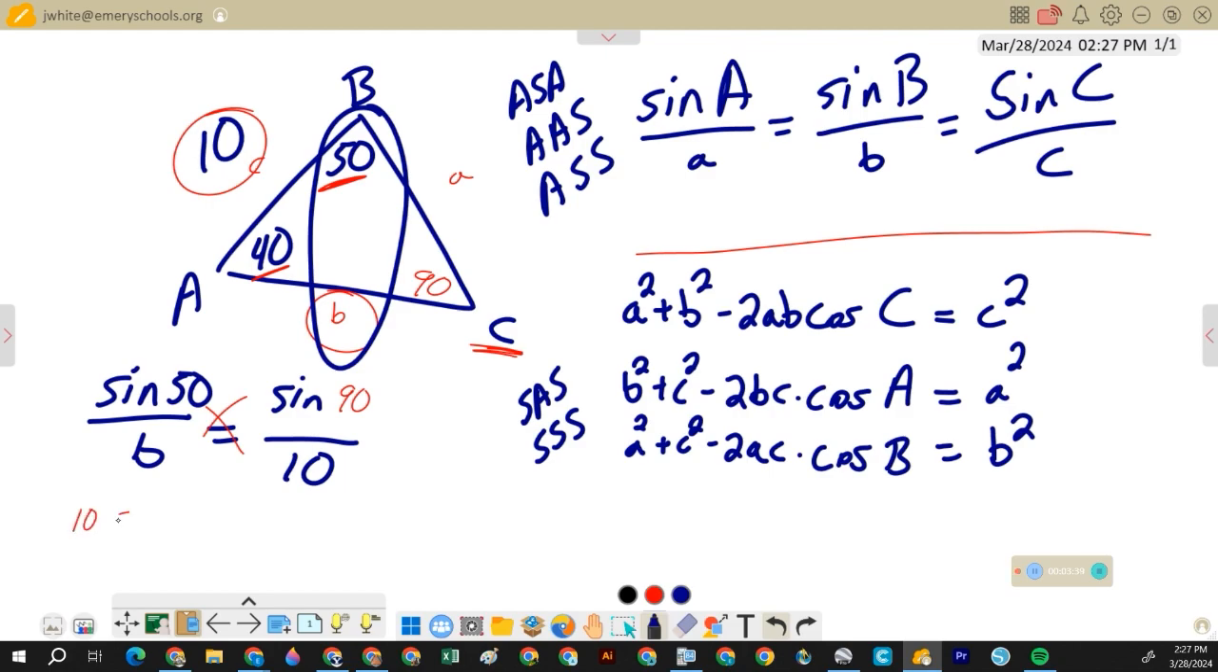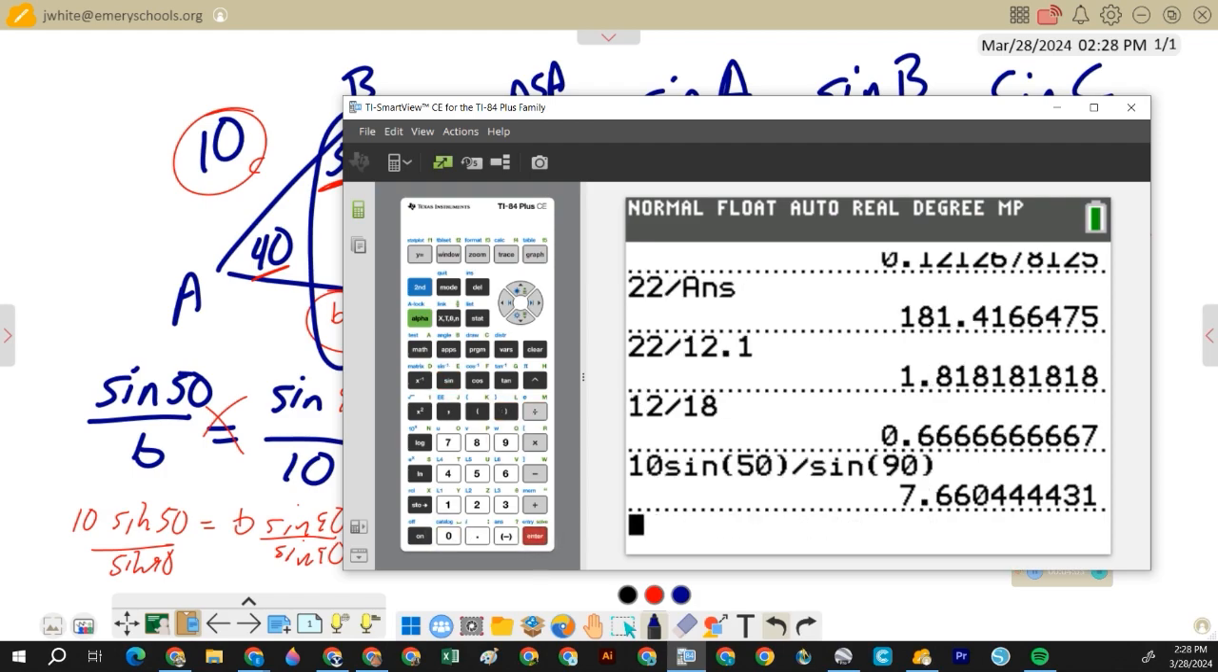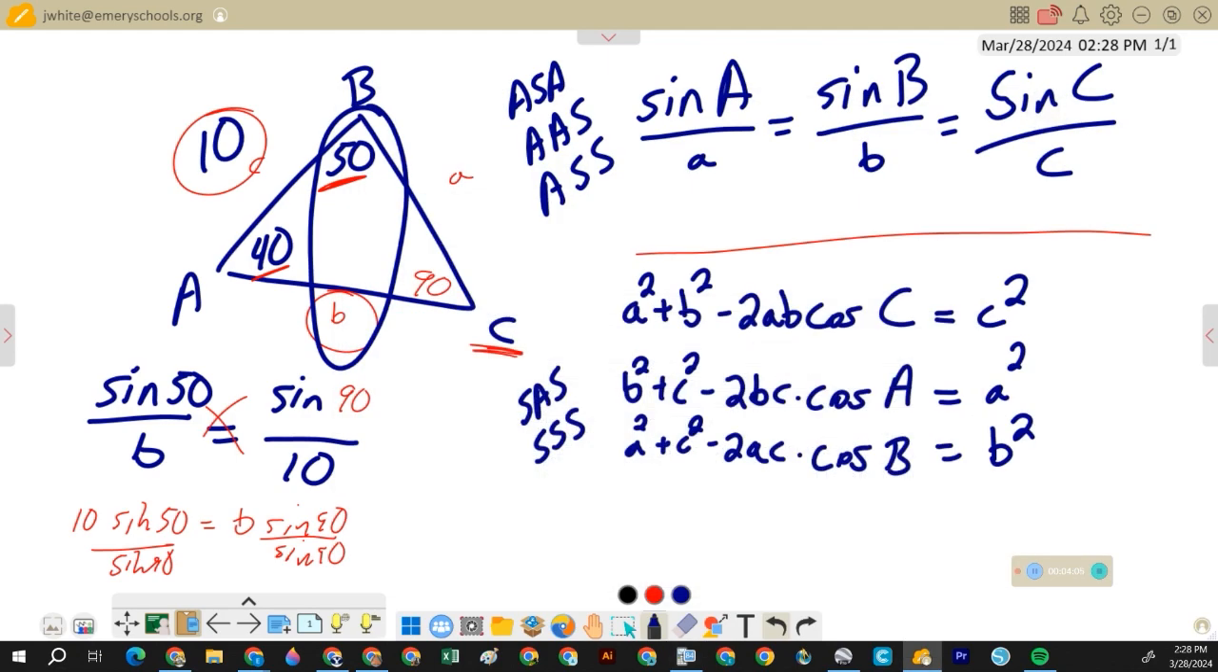So 10 sine of 50 is equal to b sine of 90. So we divide by the sine of 90. And anyway, we just plug that in. 10 sine of 50 divided by the sine of 90, which ends up being 1. And we get 7.66. So this side here is 7.66.